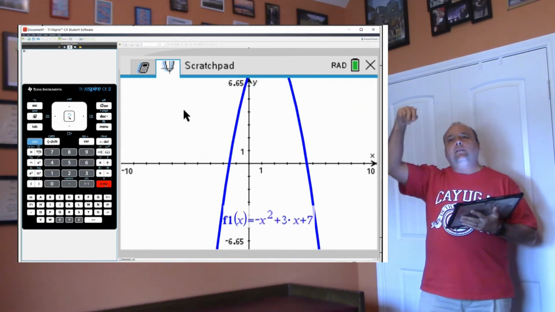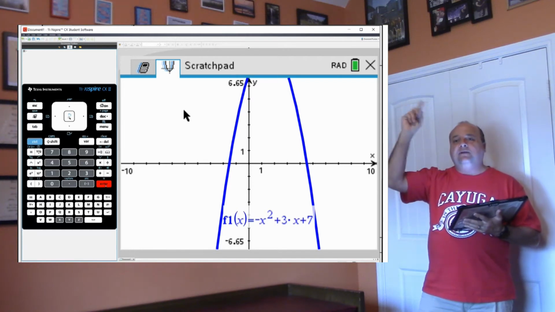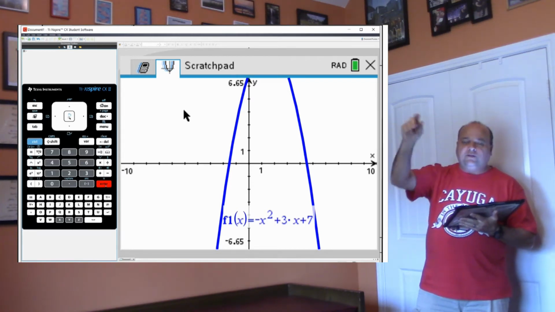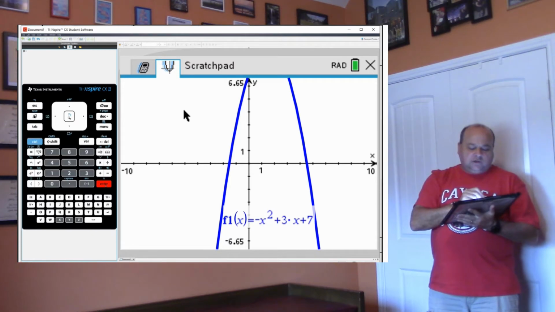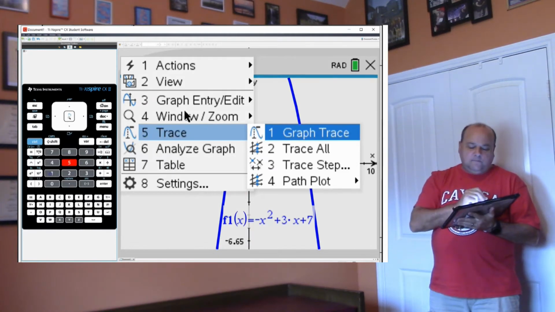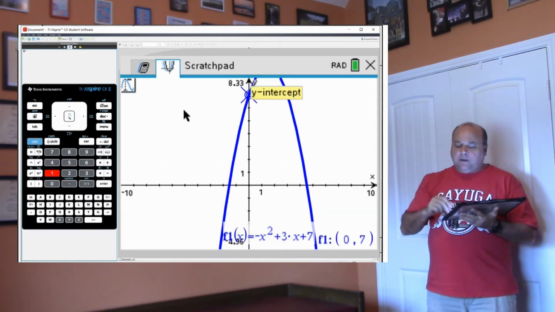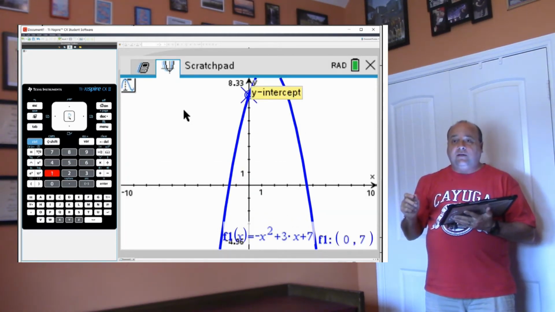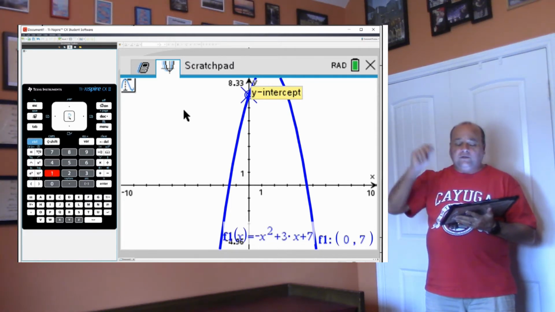Notice this parabola is opening down. It has a top instead of a bottom. So I'm going to do the same thing. I'm going to graph trace. So hit menu. Graph trace is 1. And then graph is 1. Menu 5, 1. And it gives me a y-intercept of 0, 7. So that's an important point, 0, 7.